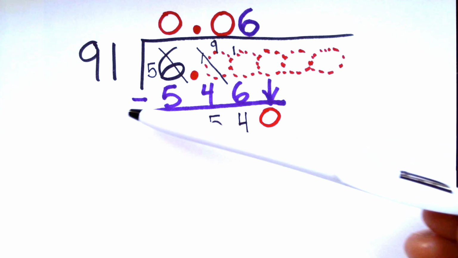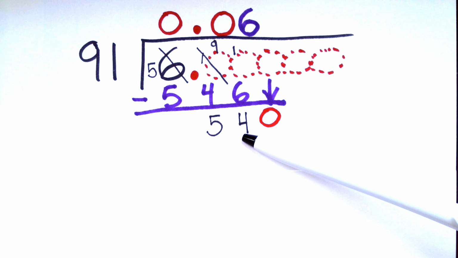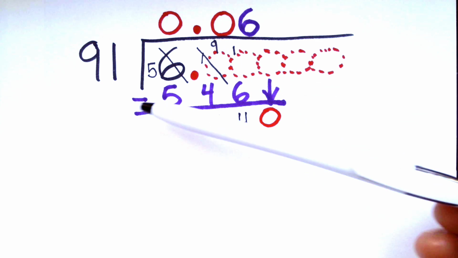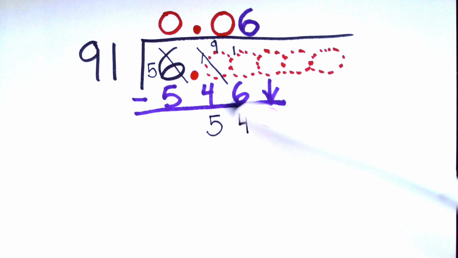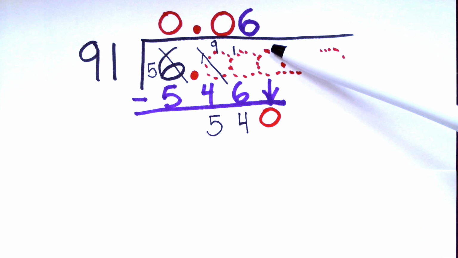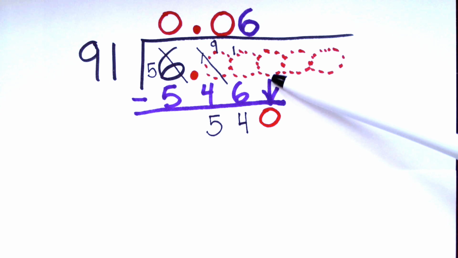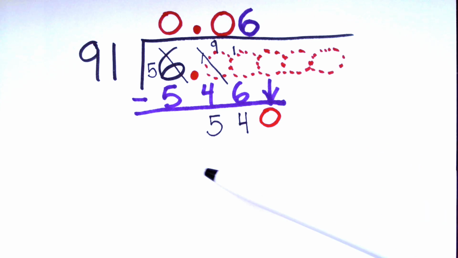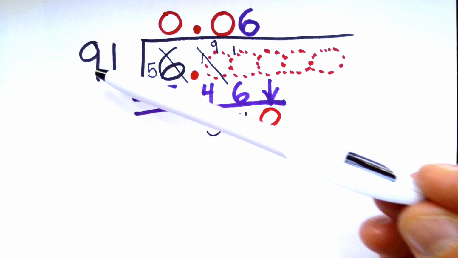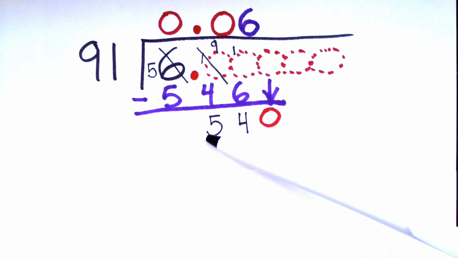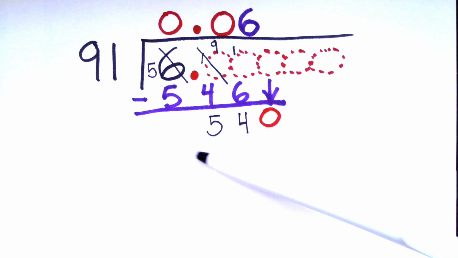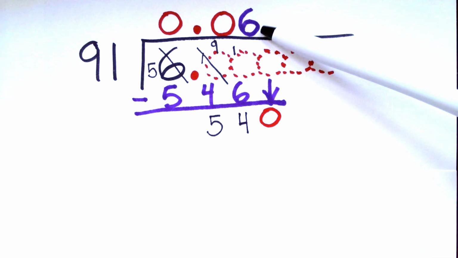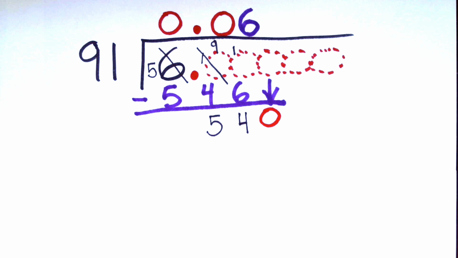So 10 minus 6 is 4. 9 minus 4 is 5, and 5 minus 5 is 0. Now, before I can move on, I need to bring down that 0. My new target is 540, right? But 91 times 6 is 546. 546 is larger than 540, so I cannot use 6. What number do you think I'm going to use?